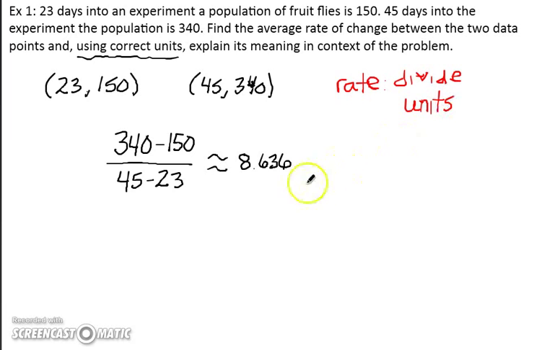Now, the division is going to be really easy to think about because we're looking at a division problem right here. So we think about the top. What are the units of the top? Well, the unit is flies, right? 150 fruit flies, 340 fruit flies, so we're going to say flies. And the units for our denominator is going to be days, so flies per day. So we still haven't really said the meaning, but we now have our units, 8.636 flies per day.